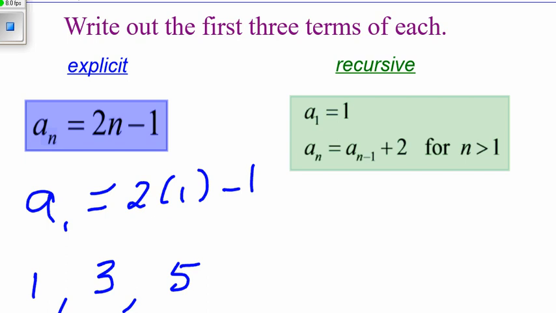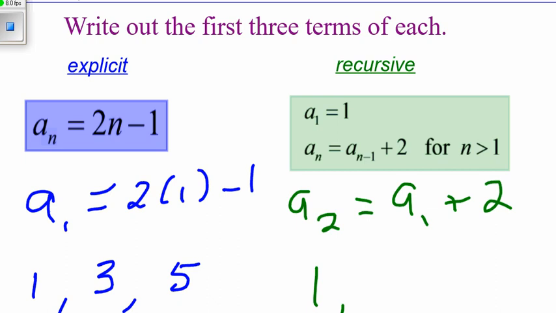Recursive is a little different. I already know the first number in my sequence, and that is 1. So 1 is my very first number. Now here I have a rule to find the next number. To find the second number, a2, I'm going to take a of 2 minus 1, in other words a1, and add 2 to that number. Since a1 was 1, a2 is 1 plus 2, or 3.